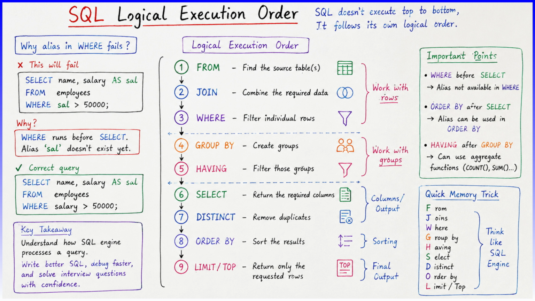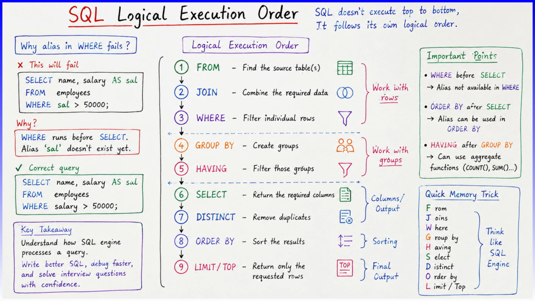Moving ahead, the fourth step is group by. After filtering rows, SQL groups similar records. And followed by that, we have having conditions. Having filters those groups. And remember that where filters rows and having filters groups. So don't get confused with that.